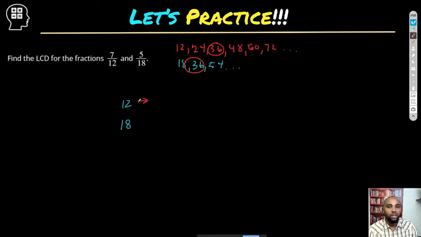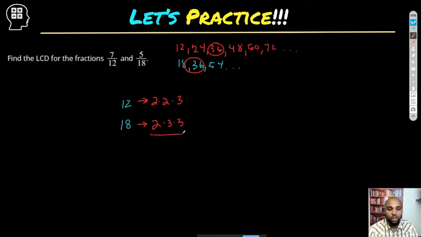So 12 is comprised of 4 times 3. I can break 4 down into 2 times 2. That's 4 times 3. You should have seen this before if you've been watching the previous videos, breaking them into their prime numbers, factoring out the prime numbers. 18 is the same thing as 9 times 2. So that's 2 times 9 is 18. Instead of writing 9, I can write 3 times 3 because those are primes.